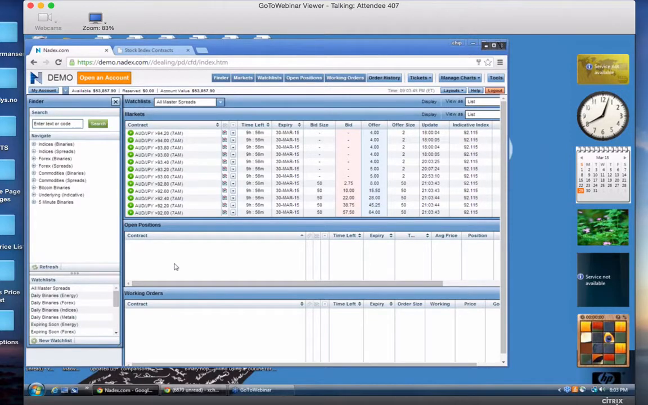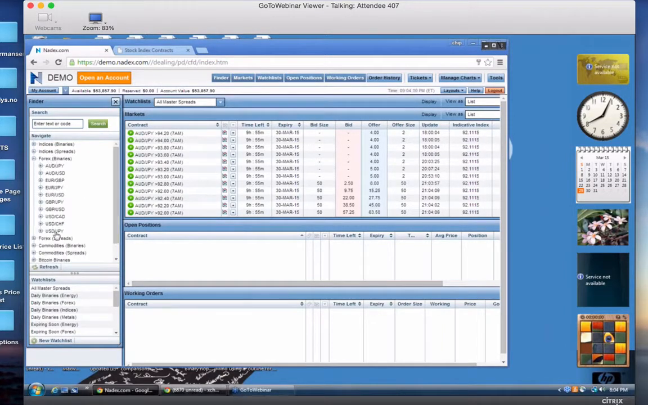So when we first list the binaries, for example, if I wanted to trade currencies, here's the Finder window. I click on the main categories: indices, Forex, commodities, and we've got Bitcoin. Here's the underlying indicative, which I'll go to later. So I'll click on the Forex binaries, and then the drop down shows the pairs that are available.